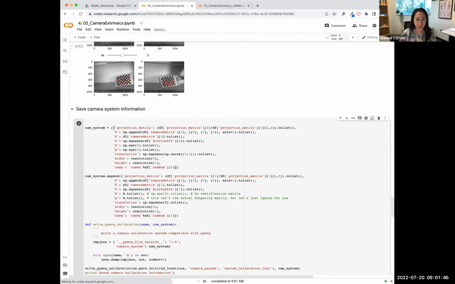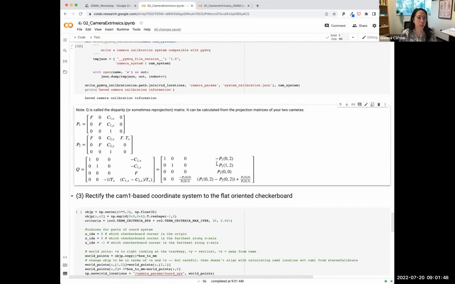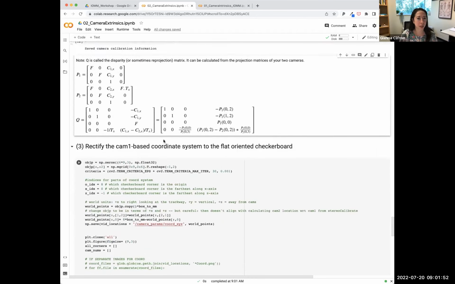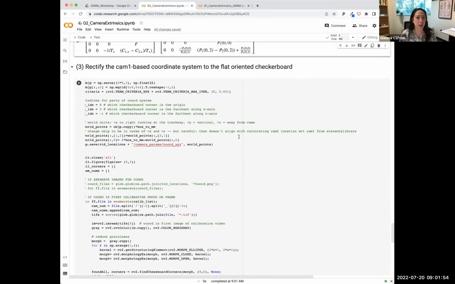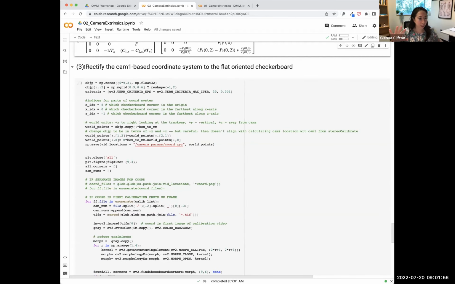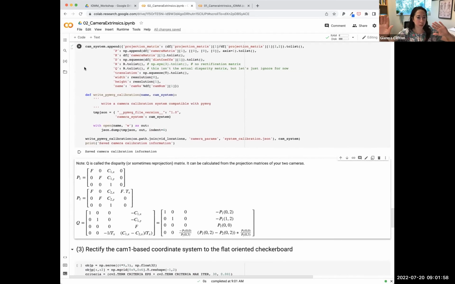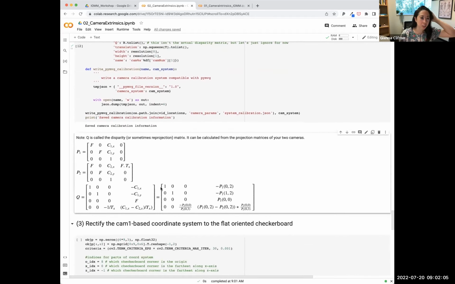And lastly, we can save this information. Here's just a little aside about the disparity matrix. And then we can orient now. We have camera 2 relative to camera 1, but I really want this relative to the world coordinate system. So what I do with all of my calibrations is, in the very first frame, I film the checkerboard where the corner that I know is the origin is at the origin.